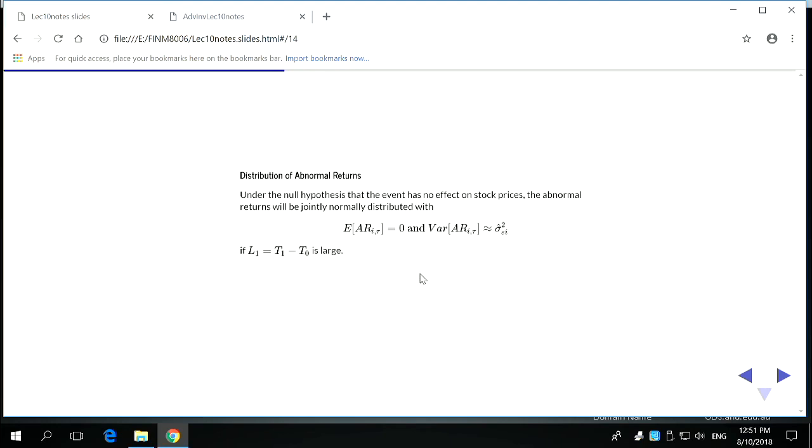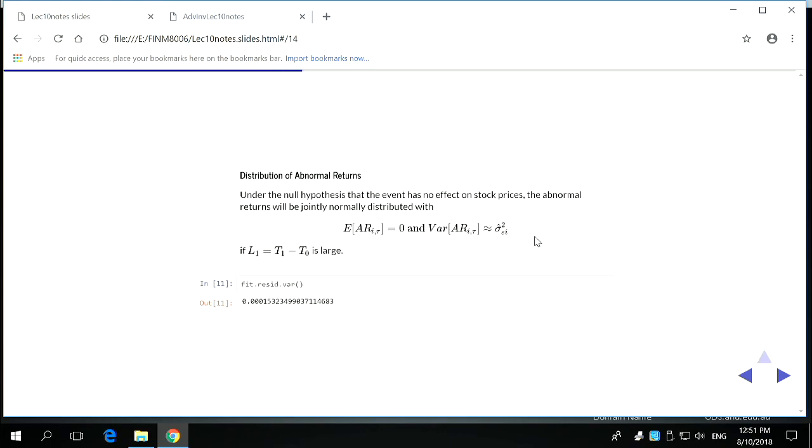Remember what our null hypothesis is. Under the null hypothesis, the event will have no effect on the stock price, right? So the abnormal return itself will still be distributed normally with mean zero and the same variance as the estimated variance we have in our estimation window, right? Because we assume this variance should not actually change. So as long as our estimation window is large enough, we can use the estimates to approximate the distribution of the daily returns in the event window.